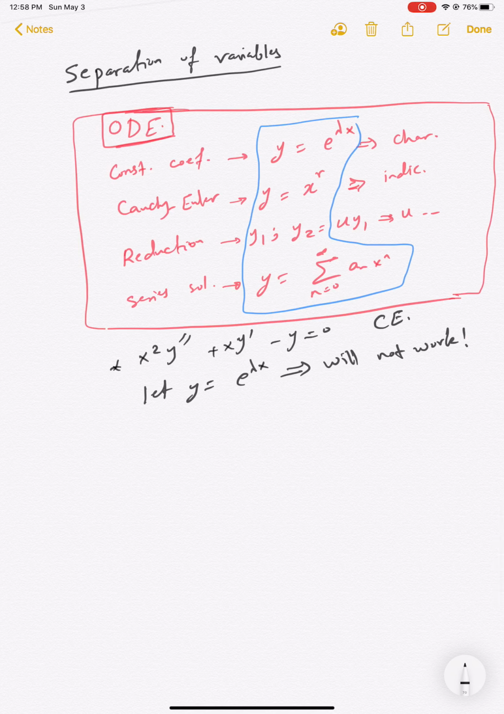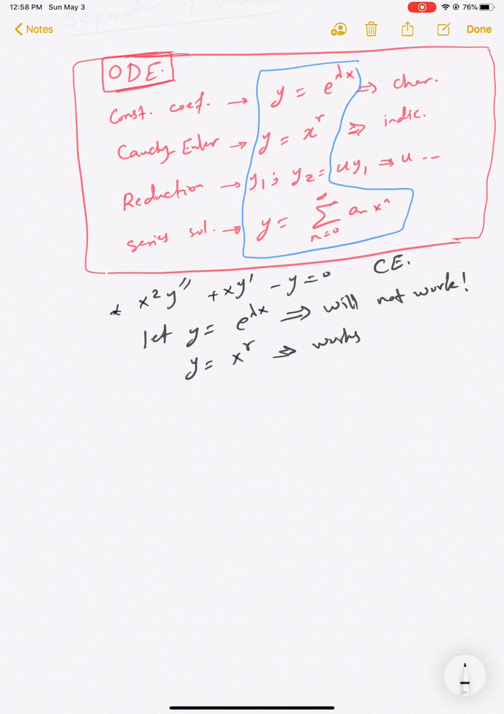So in Cauchy Euler equations, what works is y equals x to the r. That works, yes. And you can do the computations. But if you assume any other form, it will not work. So we need to be very careful. Assuming random forms does not work. We need to be very careful about choosing our solution form. So again, what's common among all these equations is that you start by assuming the solution to have a certain form.